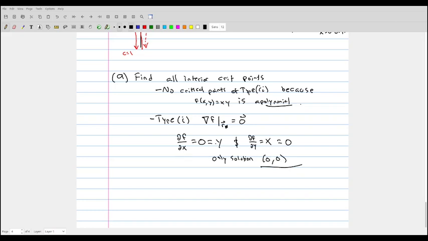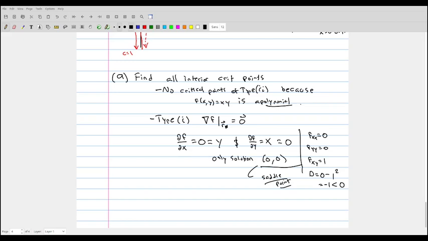Now if you go through and do the second derivative test on this point, 0, 0, you'll definitively show that it's a saddle point, because fxx is equal to 0, fyy is equal to 0, and fxy is equal to 1. So the discriminant, which is fxx times fyy minus fxy squared, is equal to -1, or less than 0. So this is a saddle point, which is exactly what we predicted from the level curves of the function.